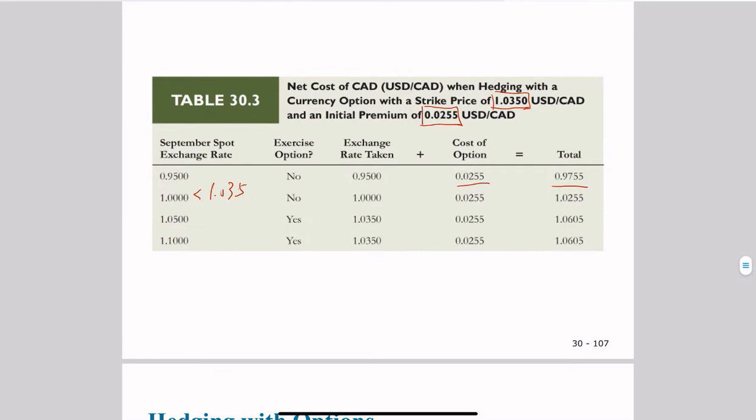So let's see the case when the spot exchange rate is larger than the strike price. And in this case, it's cheaper for this call option holder to exercise the call and to exchange for Canadian dollars at the strike price. So in this case, the option will be exercised and the exchange rate would be just the strike price, 1.0350. Again, we should not forget the option premium. So this will increase the option holder's cost. So finally, the actual cost to exchange for Canadian dollars would be the strike price plus the option premium. So it's 1.0605.